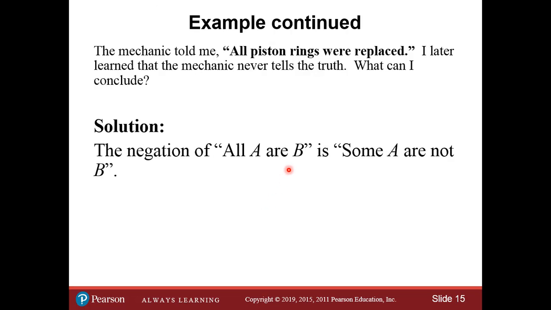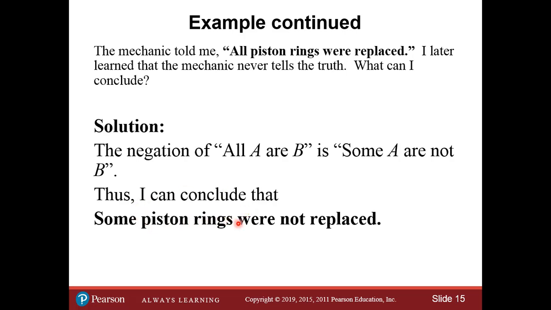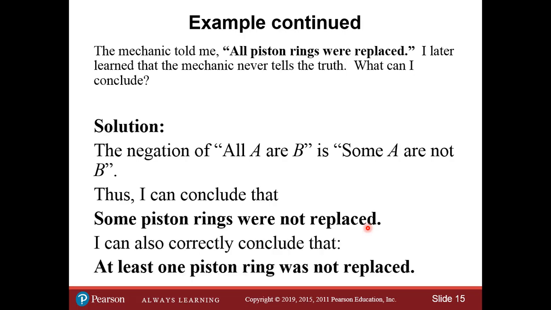Okay, so what can I say? The negation of all A are B is some A are not B. So in this case, I can conclude that some piston rings were not replaced. Or in other words, at least one piston ring was not replaced. Either one of these is saying the same thing. In logic, some means at least one. In regular English, some means more than one. But in logic, some just means that there's at least one.